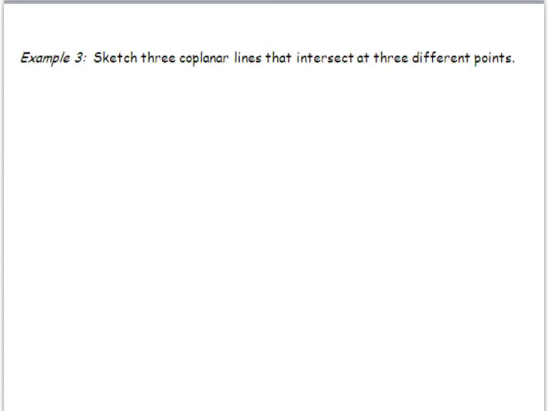All right, here's the last one. It's a little bit of a challenge one. So what we're going to do is have you try to sketch out 3 coplanar lines that intersect in 3 different points. I want you to try that out on your own. Pause the video here, and then when you come back, hopefully we'll have something that looks like what you ended up getting.